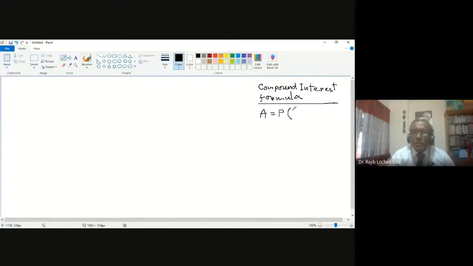T, then bracket, then 1 plus R, then bracket close, then to the power T. So this is the formula. Everyone should know the formula and everyone should know what is A, what is P, what is R. All these things should be very, very clear to everyone. So is that okay? Everyone knows A, P, 1, R, T. All these are clear to everyone?